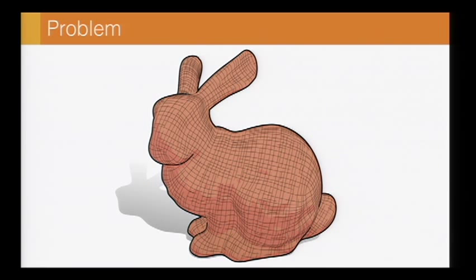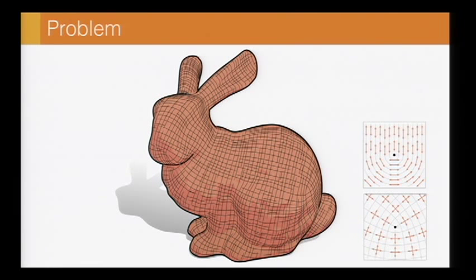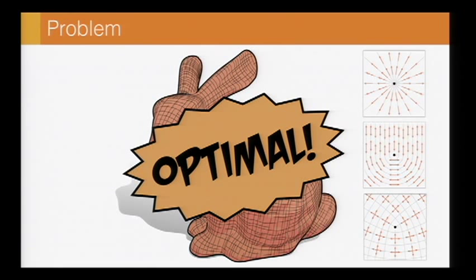The basic problem is we have a surface like this bunny, and we want to automatically find a nice direction field. So a direction field could mean a cross field, like you see here, or a line field, or just a good old-fashioned vector field. But in all of these cases, what I really care about is finding the optimal solution.